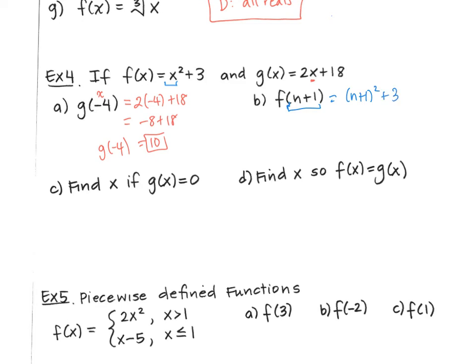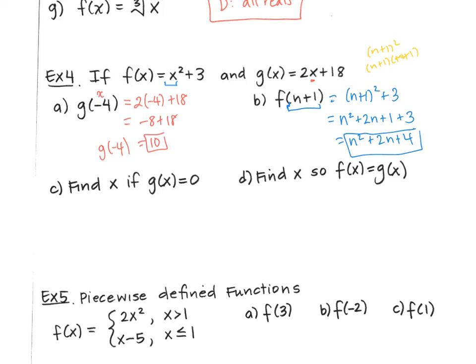I can't exactly evaluate it because there's a variable, but I can simplify it the best I can. If you recall, n plus 1 squared is n plus 1 times n plus 1, which is n squared plus 1n plus 1n plus 1, or n squared plus 2n plus 1, plus 3. So I get n squared plus 2n plus 4 as my answer. My answer is an expression because I plugged in an expression. And as a reminder, this was because n plus 1 squared is n plus 1 times n plus 1, and then you multiplied it all out.